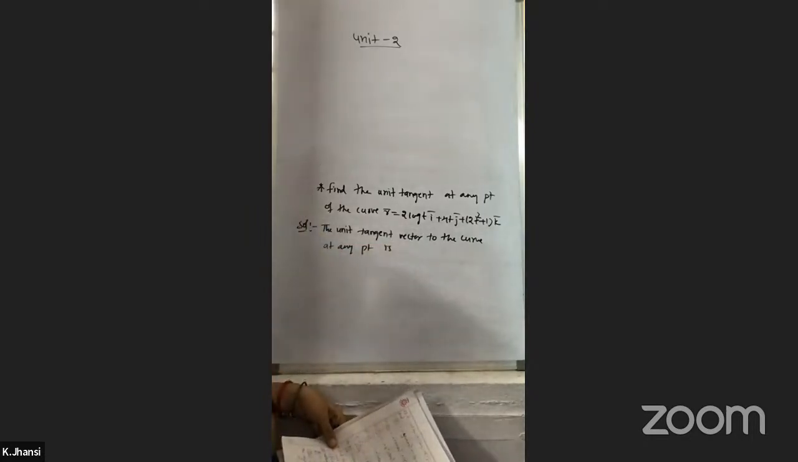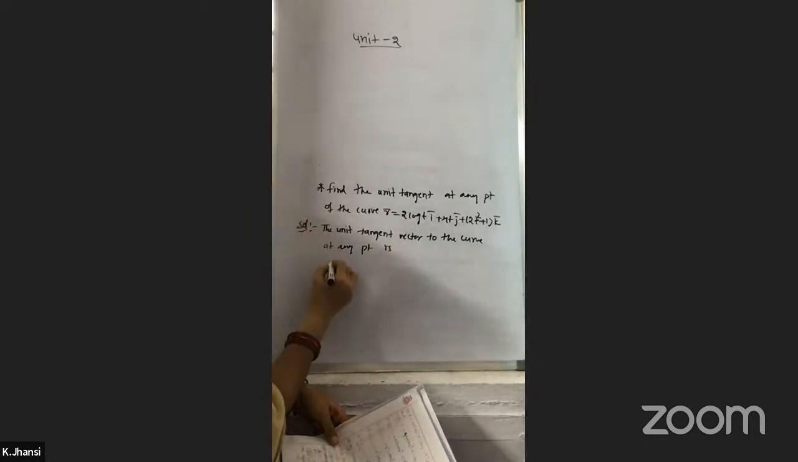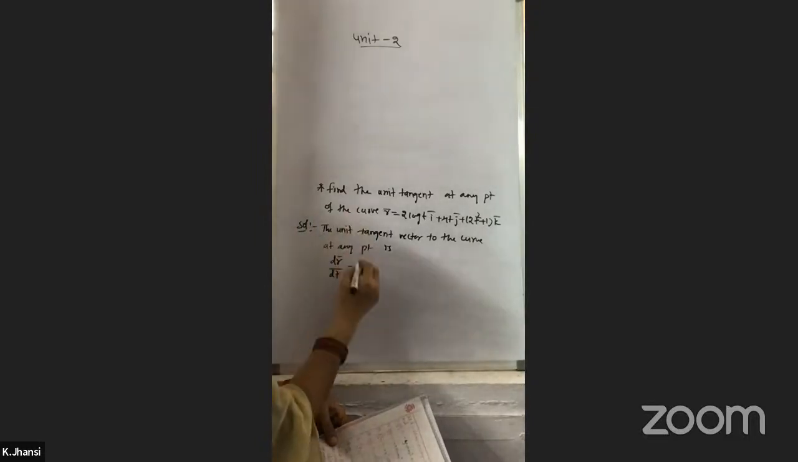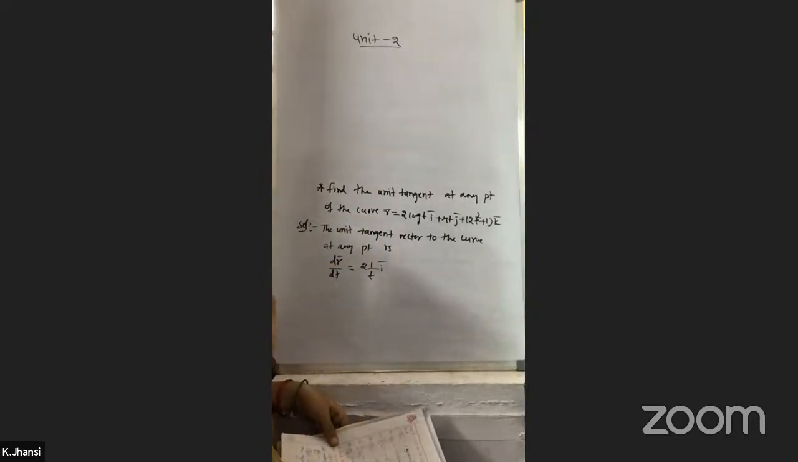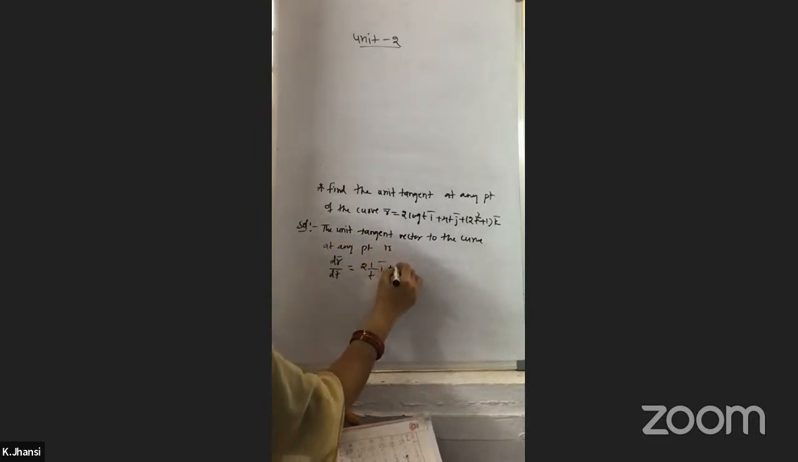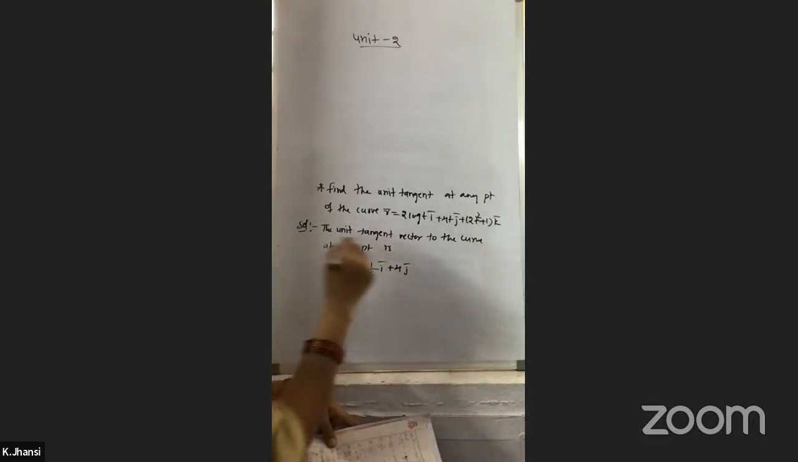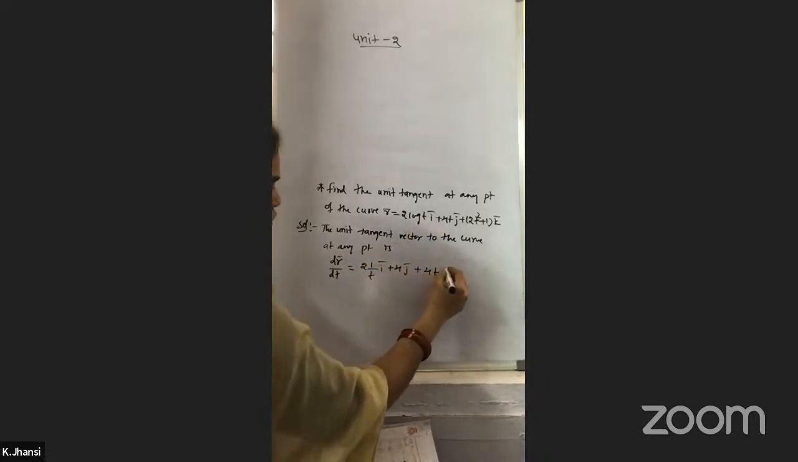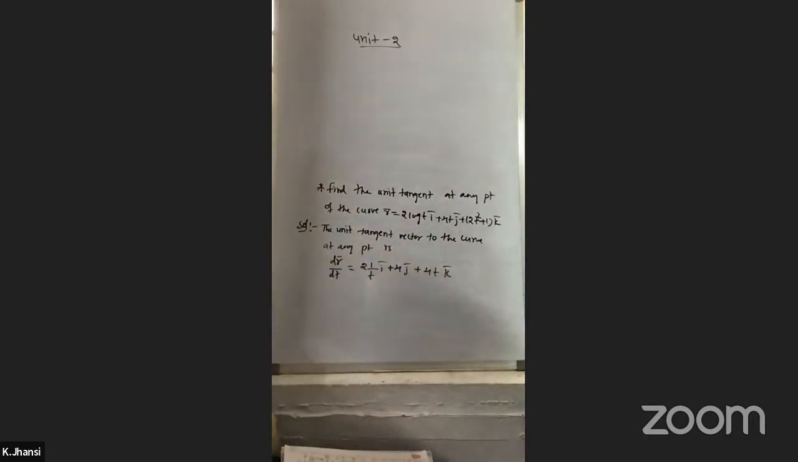So we need to find first dr by dt. dr by dt means the first order differentiation of the given one. So 2 is constant, log t differentiation is 1 by t, so 2 into 1 by t, and 4t gives you 4, and 2t square gives you 4t, and constant differentiation is 0. So this is the dr by dt.